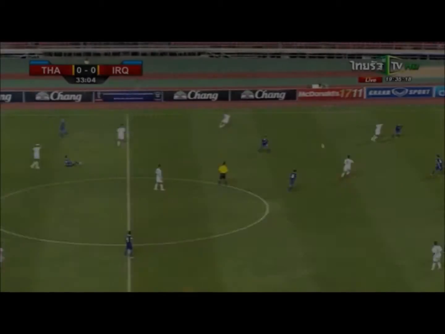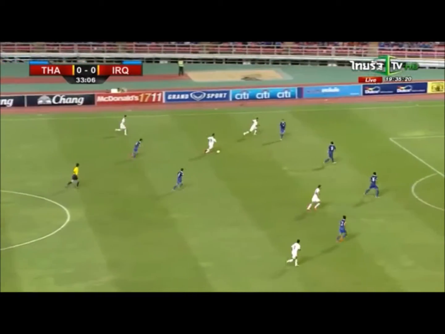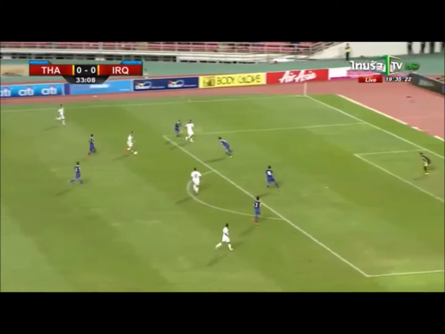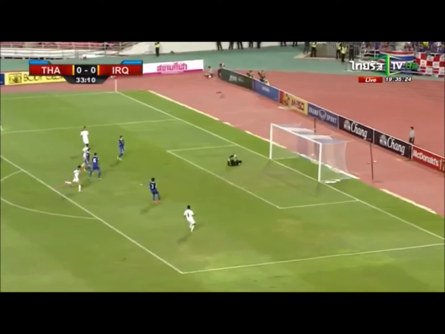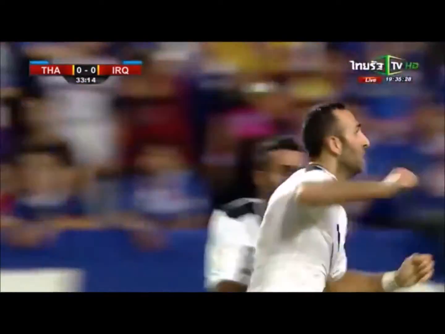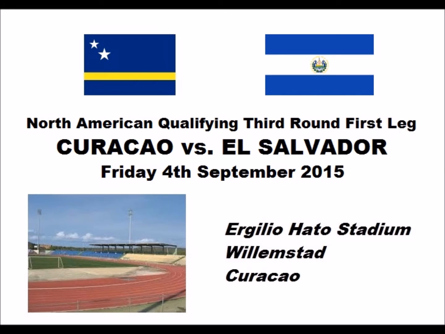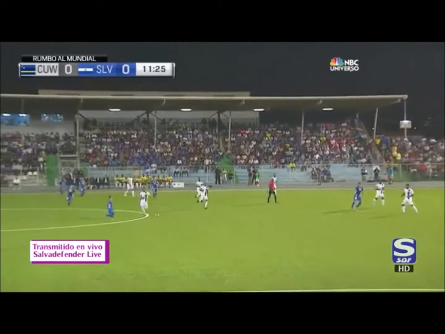It seems like it was ages ago, but on my last World Cup video we were looking at match day 4 of the second round in Asian qualifying, including this great goal from Miram of Iraq. Now it's back to North America and the entire third round, starting in Curacao at the Ergilio Hato Stadium in Willemstad as they took on El Salvador.